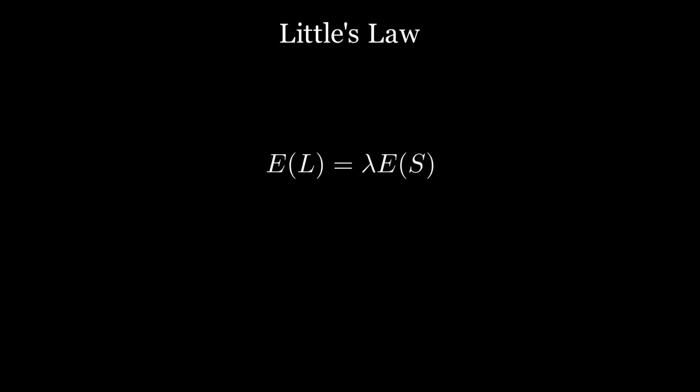Little's law states that the average number of customers in the system equals the arrival rate multiplied by the average time each customer spends in the system. For the whole system, the first equation, that means the average number in the system equals lambda times the average time in the system. And for the queue alone, the second equation, the matching statement is the average number waiting in the queue equals lambda times the average waiting time.